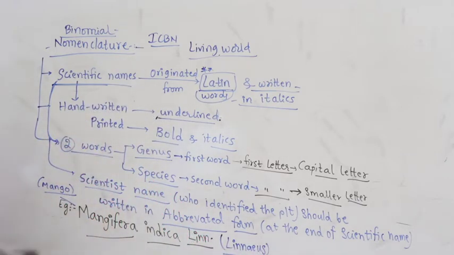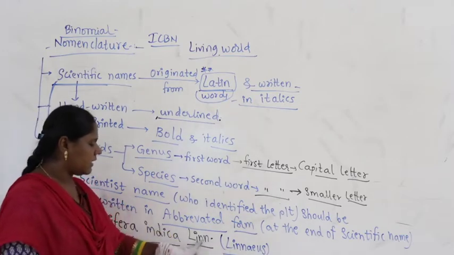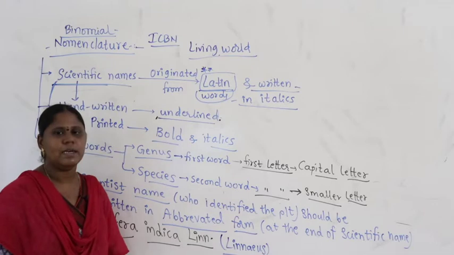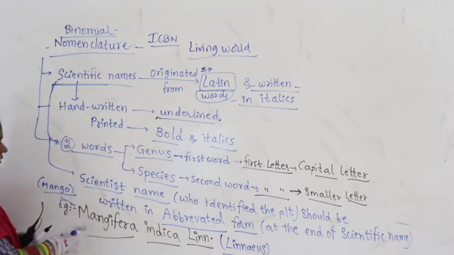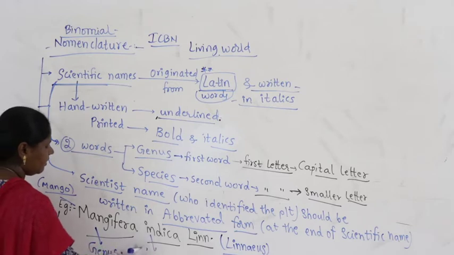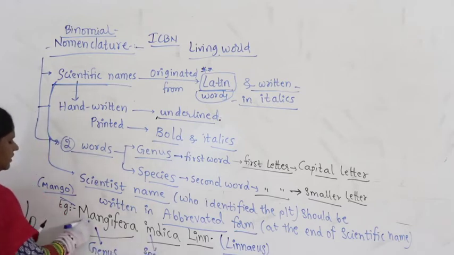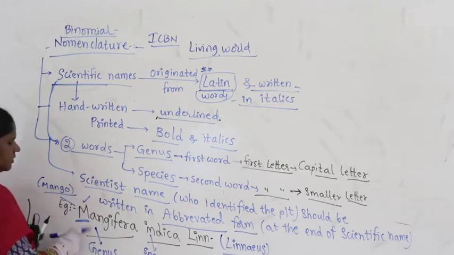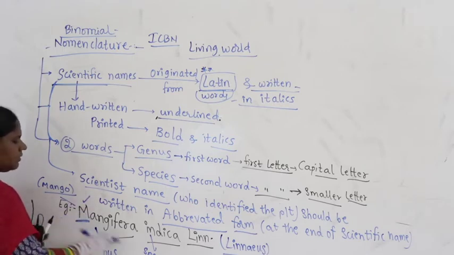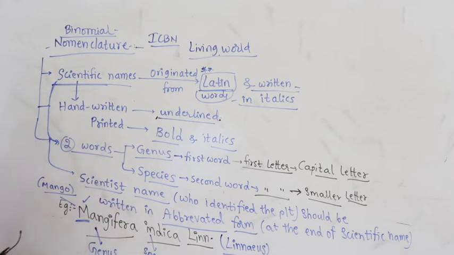Okay. So, Mangifera indica Linn talks about the scientist's name in abbreviated form, Linnaeus. In this case, Mangifera is the genus name and indica is the species name. The genus, the first word, starts with a capital letter. The species, the second word, starts with a small letter.